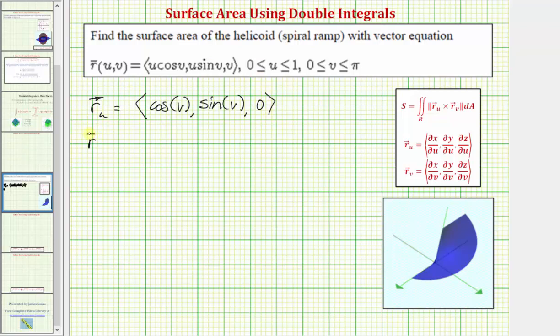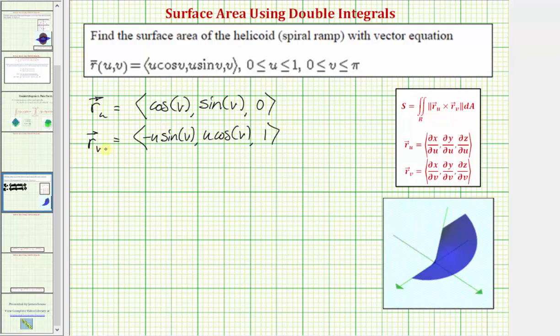And now for the partial of r with respect to v, we differentiate with respect to v, treating u as a constant. So the derivative of u cosine v with respect to v would be u times negative sine v, or negative u sine v. The derivative of u sine v with respect to v would be u times cosine v. And the derivative of v with respect to v would just be 1.